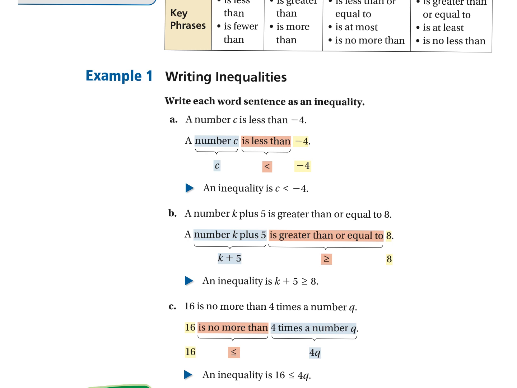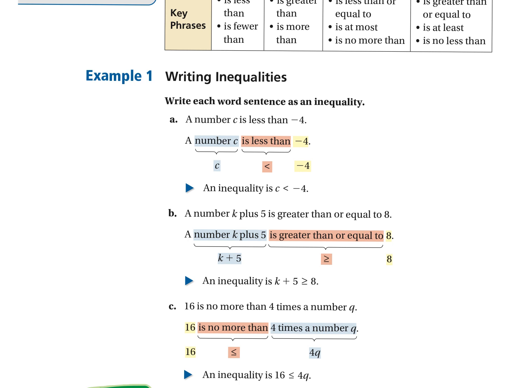So what we're looking for is a number C. Notice how they highlighted that. That is going to give us that C variable. And then "is less than." Up here in our table, it lets us know that "is less than" is a key phrase for the less than symbol. So a number C is less than -4 is what our mathematical sentence would look like.